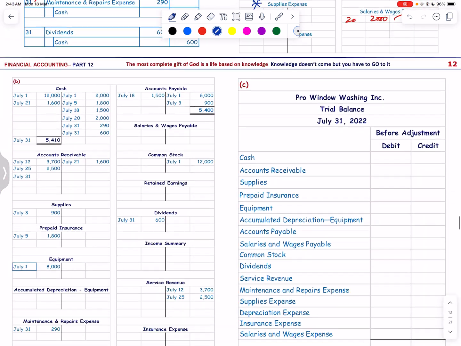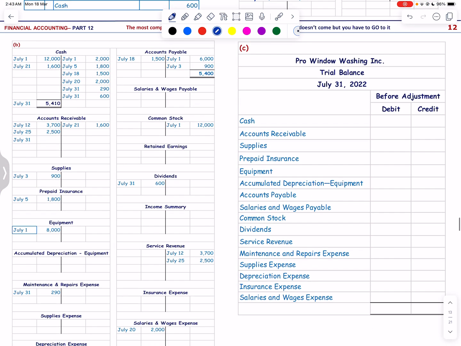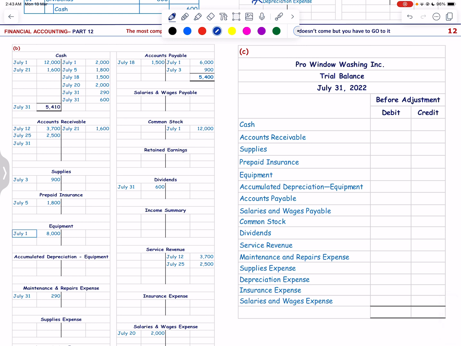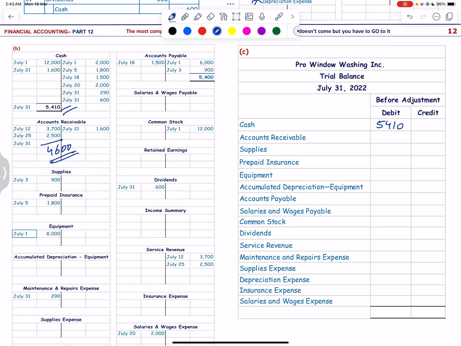Now the cash balance is 5410. Accounts receivable, the balance is 4600. Supplies is 900. Prepaid insurance is 1800. Equipment is 8000. Accumulated depreciation, nothing is there right now, so don't worry for this. You can see it is blank. Accounts payable is 5400.